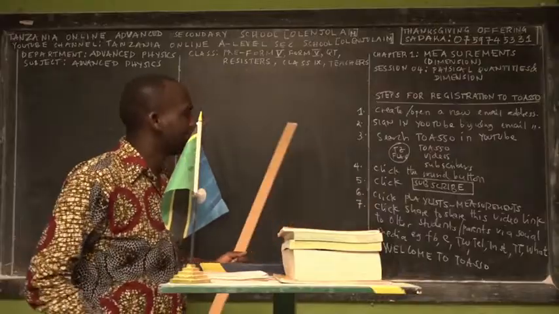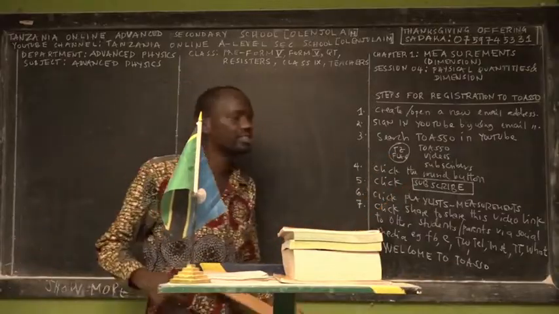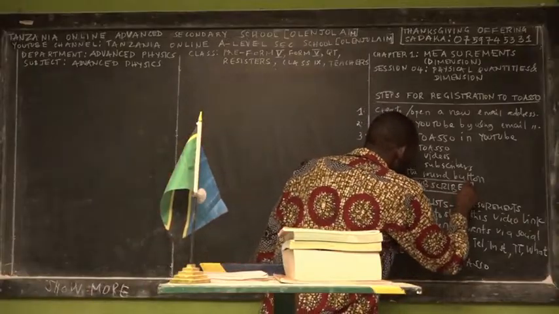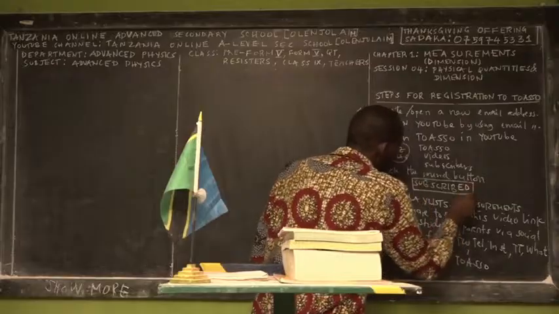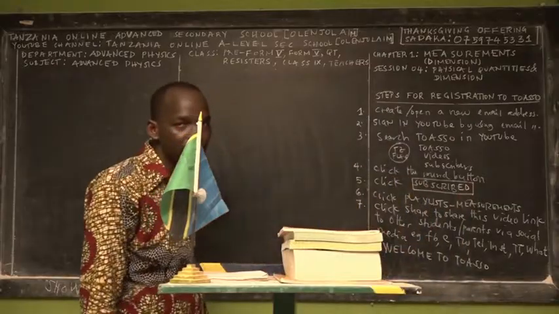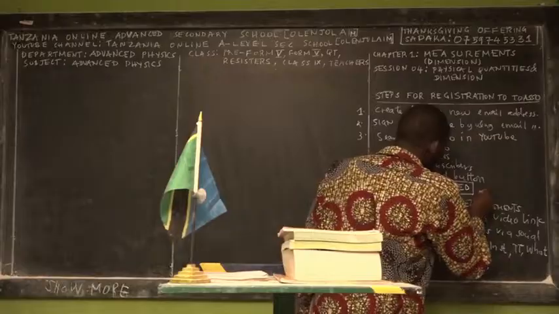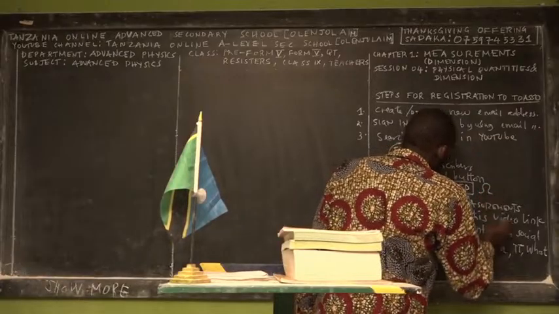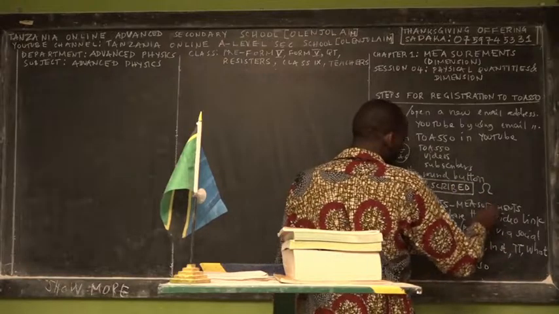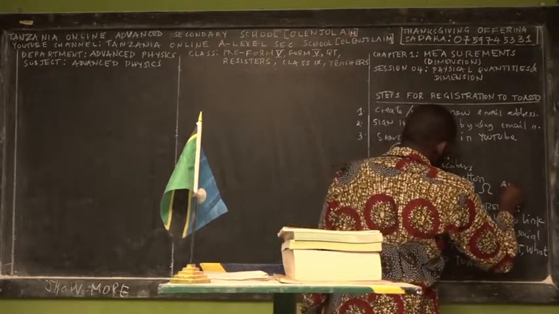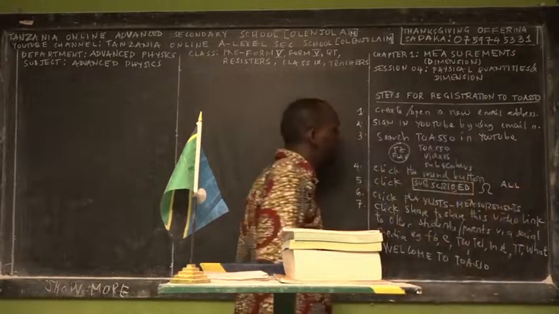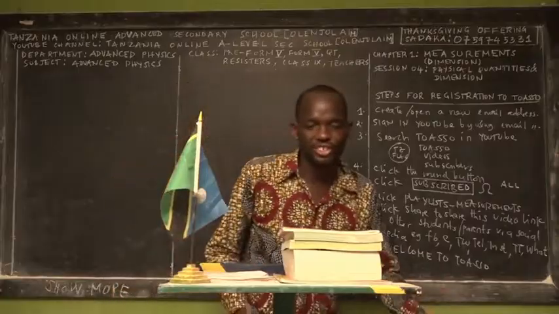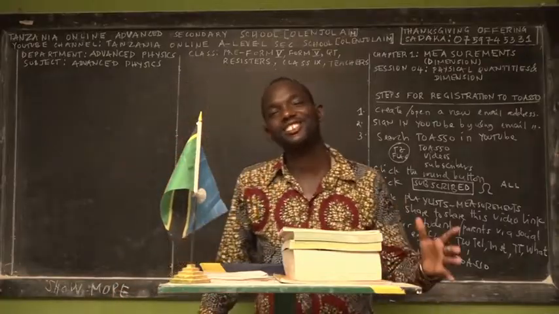So the fifth step, find the button which has been written subscribe, right? And then we ask you to click that button once, and then the text will change from subscribe into subscribed. And once you finish that, you have an icon of the bell. So after having an icon of the bell, we ask you to click this icon of the bell. You'll see 3 options, and the one option is called all. So choose that option of all, and then from there you have already registered yourself permanently into TOASO.